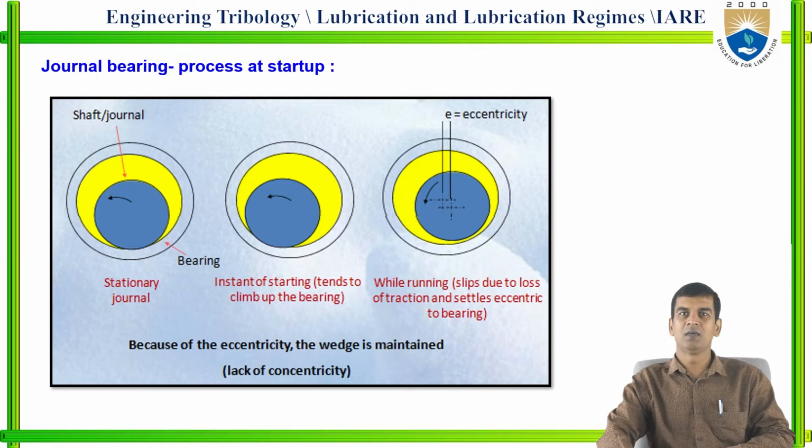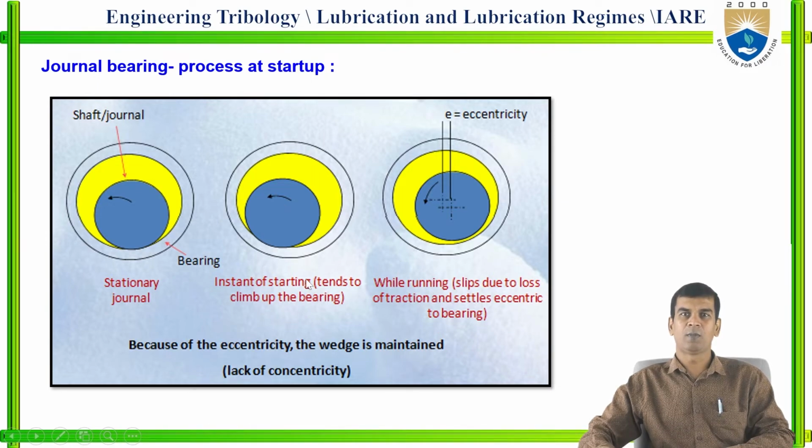Now you can see the different types of journal bearing, with the eccentricity also considered. You can see the shaft and the journal. Whatever this part is, we will call the bearing, and this one is the shaft, and the yellow color is the fluid which is present in between them.